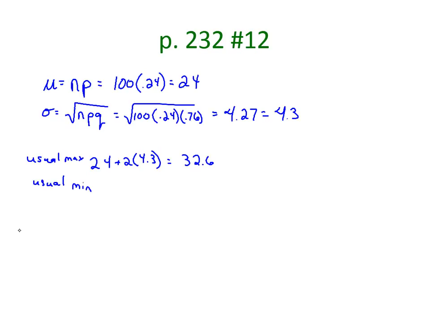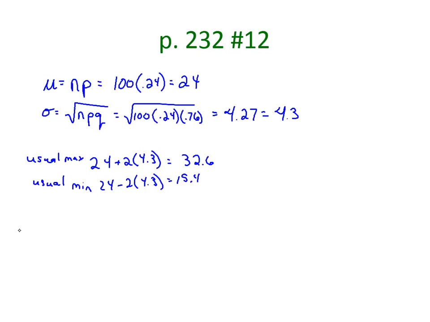My usual min would be 24 minus 2 of those standard deviations. So I'm anticipating between 15.4 and 32.6 M&Ms being blue out of a set of 100. So is 27 usual? Yeah, it's in that range.